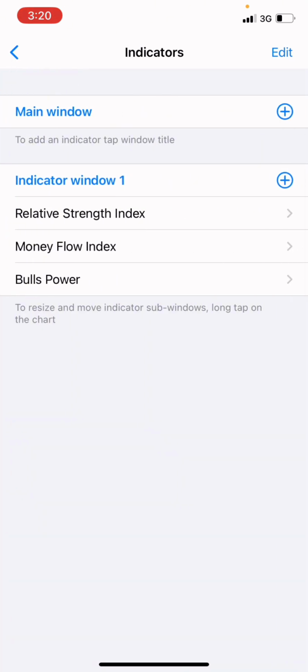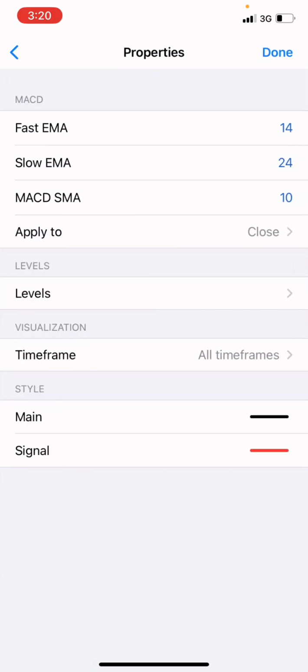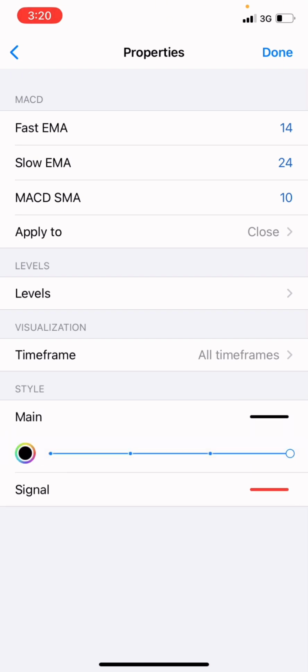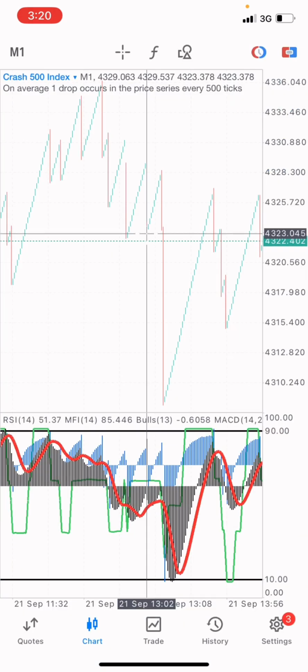Now we'll put the MACD indicator in indicator window 1 right here. Set it up: fast EMA 14, slow EMA 24, MACD SMA on 10. The main color black, red color, then the signal red on all 4 pixels. Then you click on done.